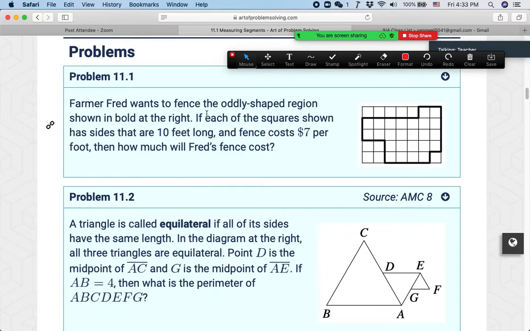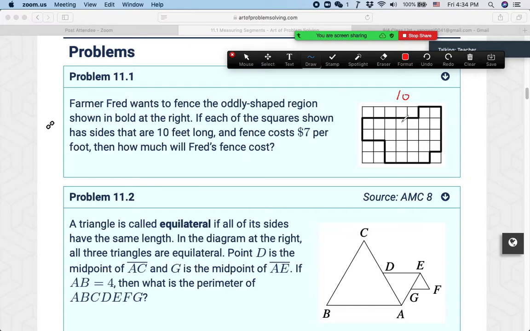Farmer Fred wants to fence the oddly shaped region shown in the board at the right. If each of the squares shown has sides that are 10 feet long, and the fence costs $7 per foot, then they ask, how much will Fred's fence cost?